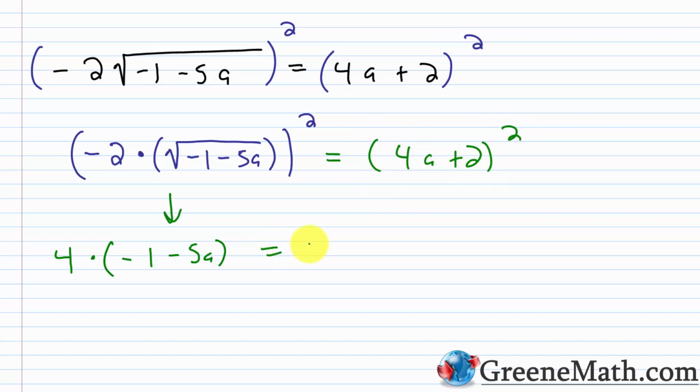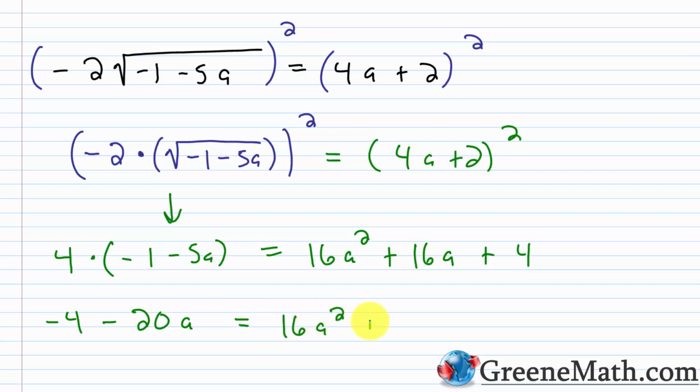Square the first guy, that's 16a squared, plus 2 times this guy times this guy. 2 times 4 is 8. 8 times 2 is 16. Then times a. Then plus the last guy squared. All right, so simplifying here on the left, 4 times -1 is -4. And then 4 times -5a is -20a. So this equals 16a squared plus 16a plus 4.